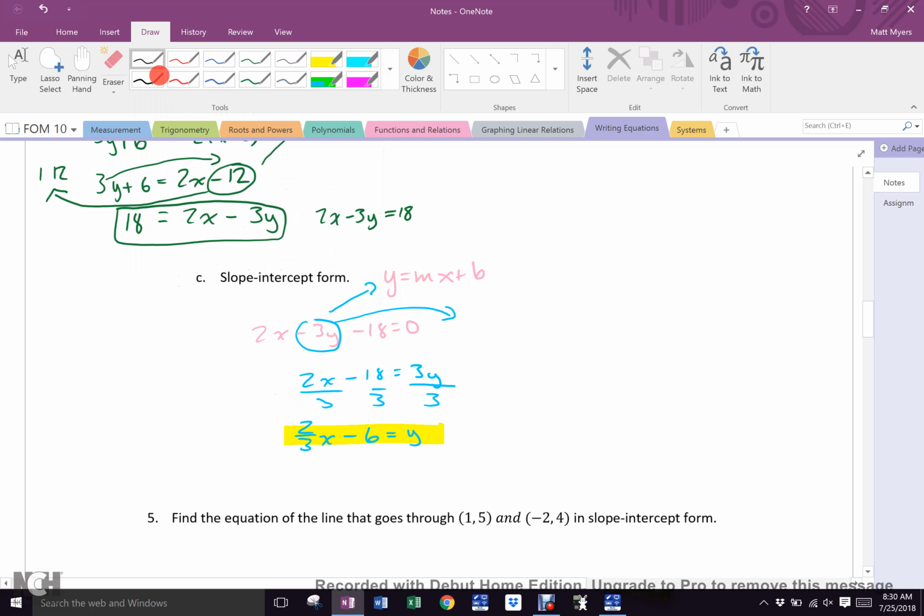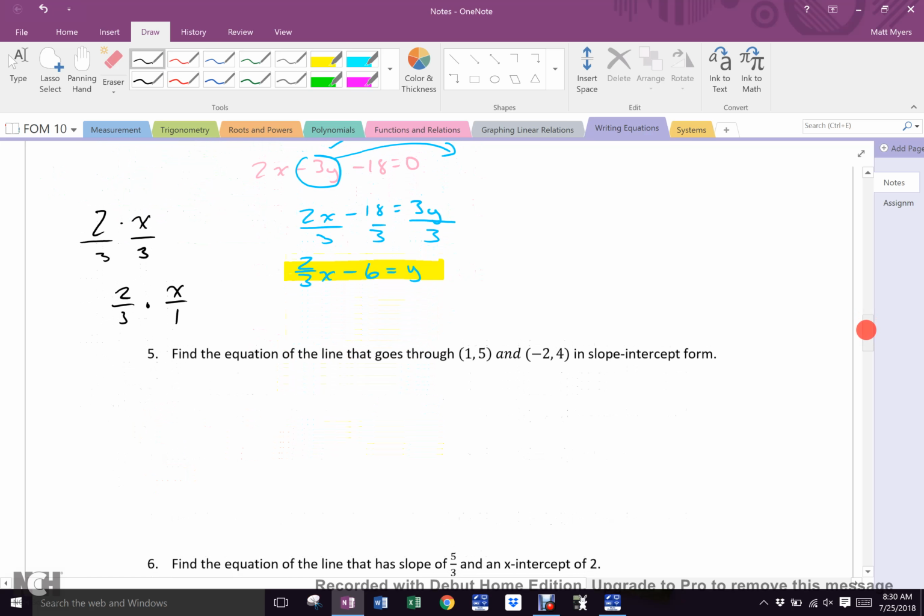This is 2 times x, and they're all divided by 3. Why then can we write it as a fraction? Because that is the same as saying this is 2/3 times x over 1. Right? That's why this works. A great many of you still are like, eh, I don't know what to do with that.